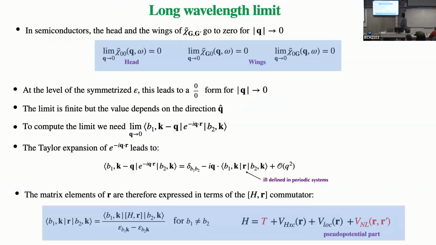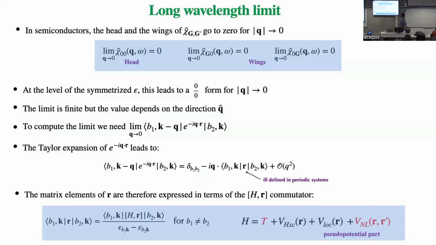Another point that I would like to mention is that in semiconductors, the head and the wings, the head refers to the 0,0 component, and the wings refer to the G0 or the 0G component. They tend to 0 in the long wavelength limit. When we compute epsilon, we have to multiply chi tilde by the bare Coulomb interaction. So in principle, we have an ill-defined form, 0/0 form. But this expression is finite in the long wavelength limit.